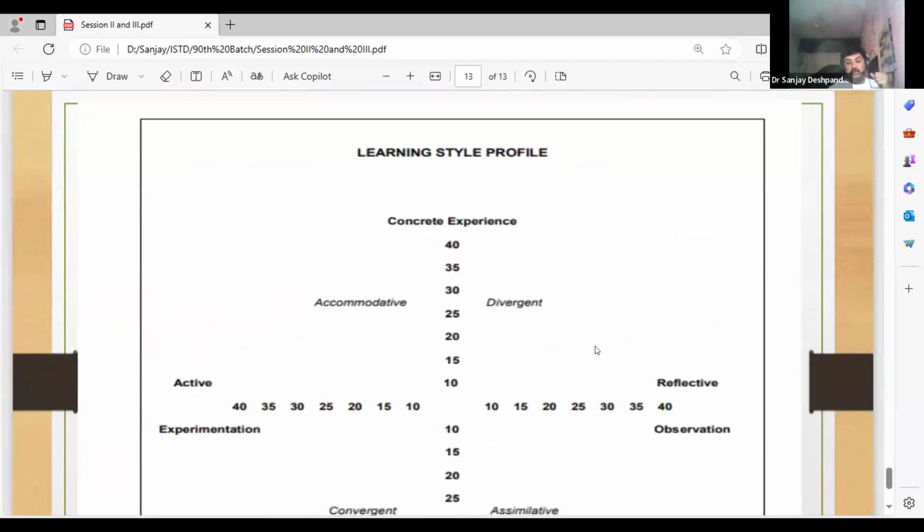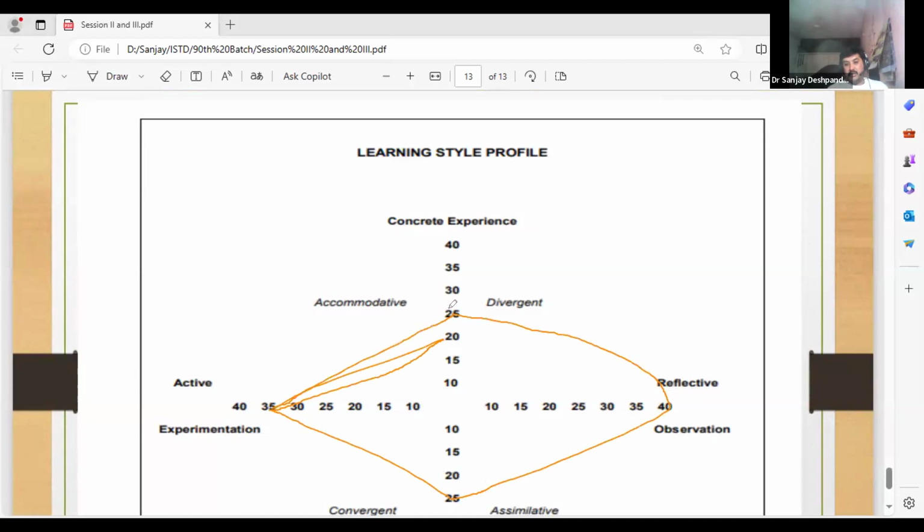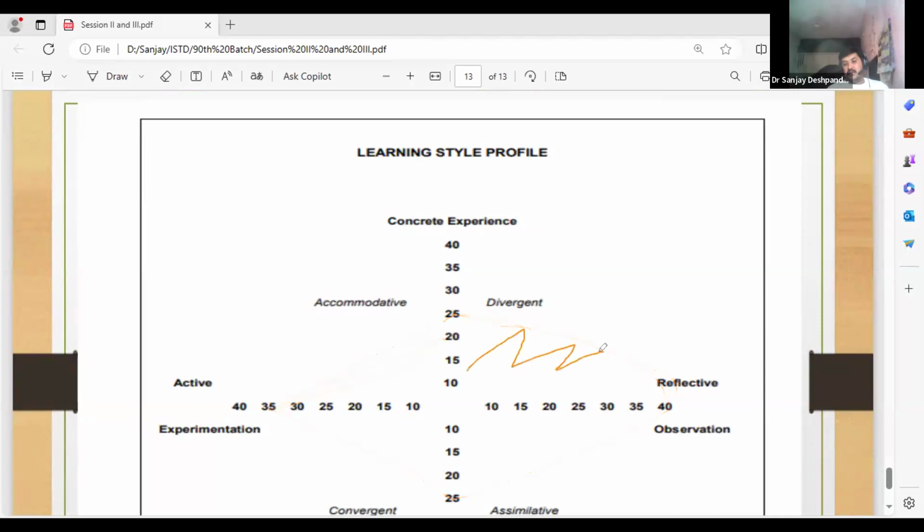Now, see what is your personality. So can we consider accommodative as working in teams? You may have got something like this. Let's say something like this you may have got. Oh, sorry, this comes here, right? Okay. So the dominant style here is what? Divergent. Larger space or more space is here, right?